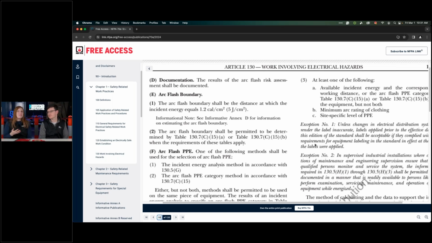Have the arc rated PPE to the extent of the hazard within whatever the arc flash boundary ends up being after the study's completed. So it really is reliant on that study. It's not like the shock hazard where you can just look at a table and move on.